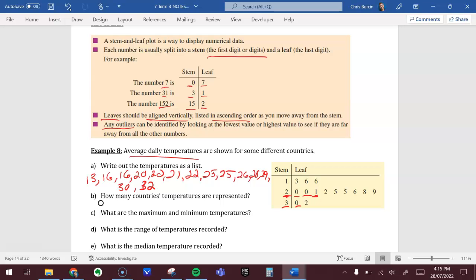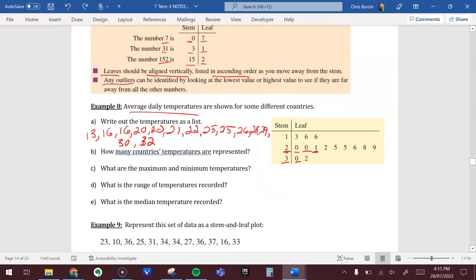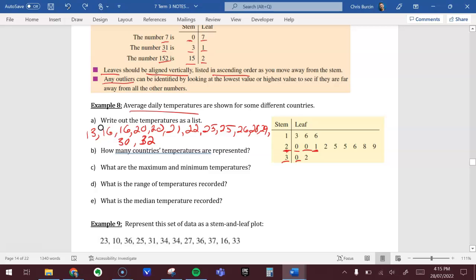So which way is easier to really see this information? This big jumble of numbers, or the stem and leaf that shows you how many are in the 20s or 30s? So how many countries' temperatures are presented? 1, 2, 3, 4, 5, 6, 7, 8, 9, 10, 11, 12, 13, 14. 14 countries.